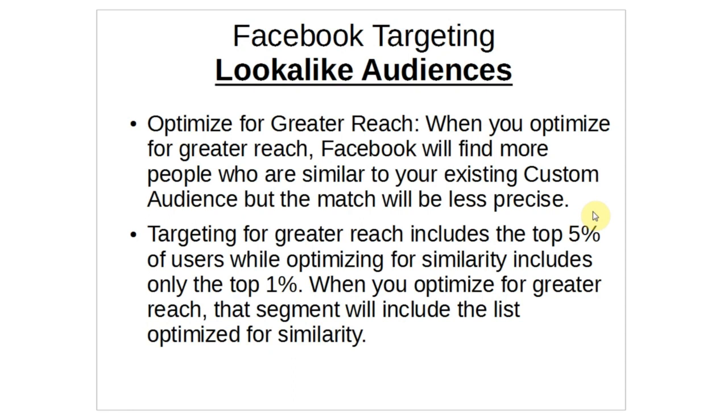Targeting for greater reach will include the top 5% of users, while optimising for similarity includes only the top 1%. Therefore, when you optimise for greater reach, that segment will include the list optimised for similarity. It's just a very different way of doing it, but it's a way that once you've got a bit more established and you have enough there, of matching the type of people who already like what you have to offer, and therefore they're more likely to come and like your page, product, service, post, etc.